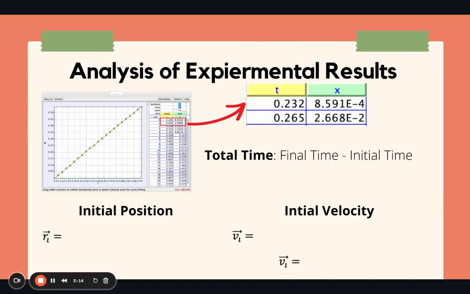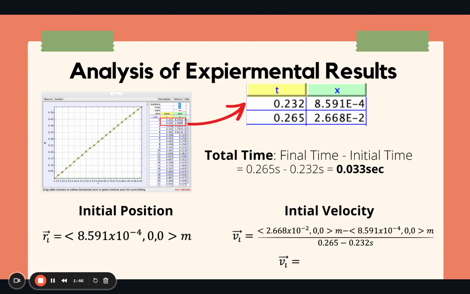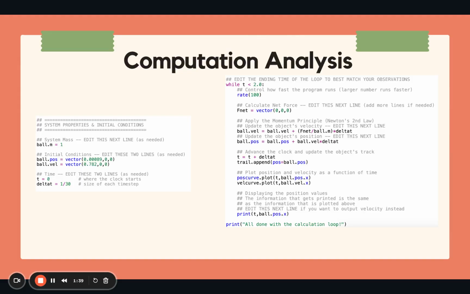As you can see here, we have the first two time increments, which give us the total time from the first position to the second position. Using the delta t formula, we find that from the first position to the second position, it was 0.033 seconds. Using this, we can find the initial position, which was given to us in the graph, which was just the first position recorded. Using both of these values, we can find the initial velocity by subtracting the final position minus the initial position over time 2 minus time 1, which gives us this as the initial velocity of the ball.